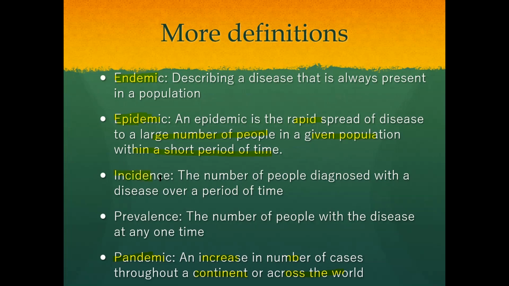Incidence is the number of people who are diagnosed with a disease over a period of time. For example, from 2010 till 2015, this many people were diagnosed with a certain disease. So it tells you the number of people who are diagnosed with the disease. That's incidence. Prevalence is the number of people with the disease at any one time, at any one particular time. Incidence is over a period of time. So these are a few terms that you need to know.